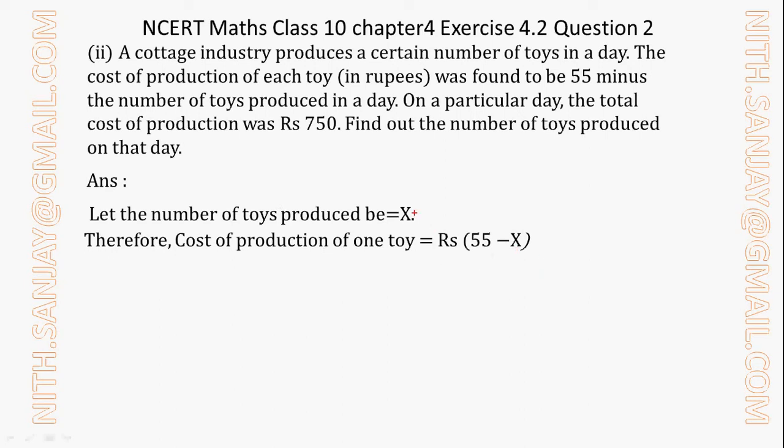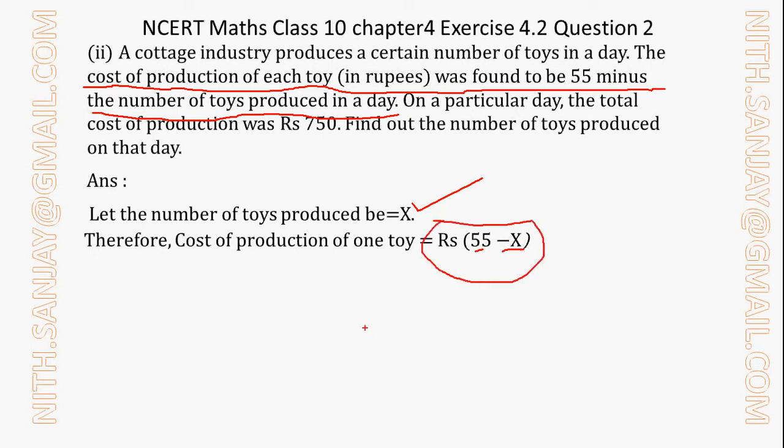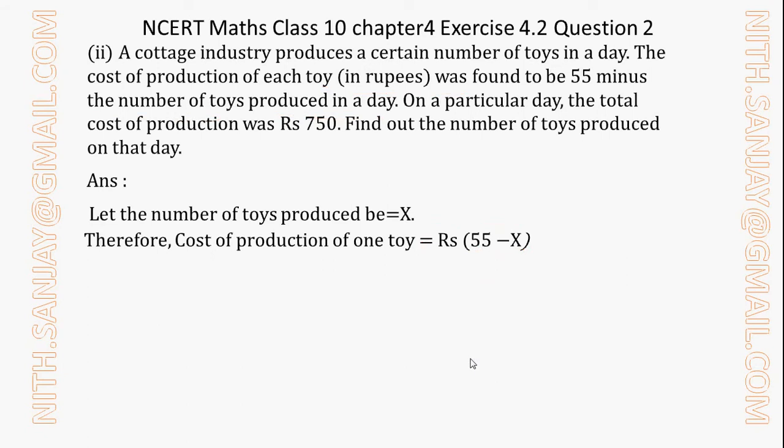Why is it 55 minus x? Because it is given that the cost of production of each toy in rupees was found to be 55 minus the number of toys produced in a day. The number of toys produced in a day, we have assumed, is x. So the cost will be 55 minus the number of toys produced on that particular day. So we have found these two terms.